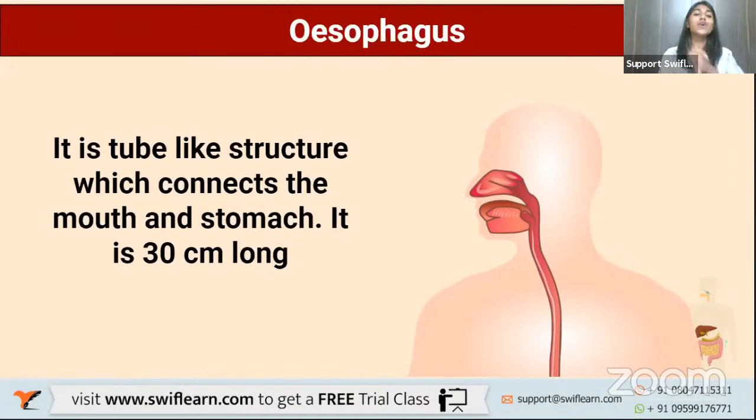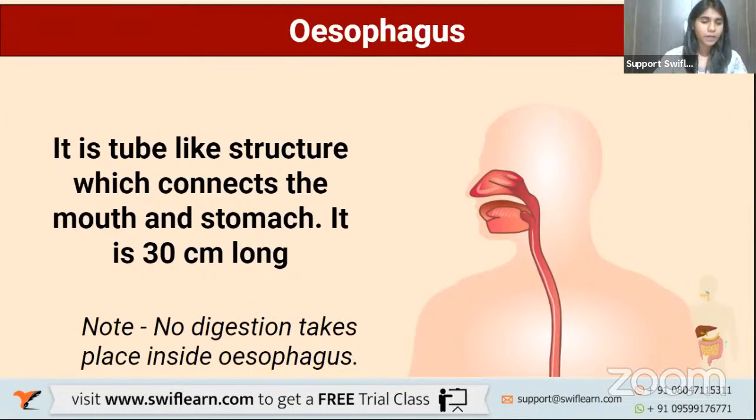Oesophagus. Now the esophagus is a tube-like structure that connects the buccal cavity, that is your mouth, and your stomach, and it is 30 centimeters long. So the food from the mouth goes to the stomach with the help of the esophagus. Since it's a tube-like structure, there is a particular movement that happens in the esophagus, which we will be discussing.